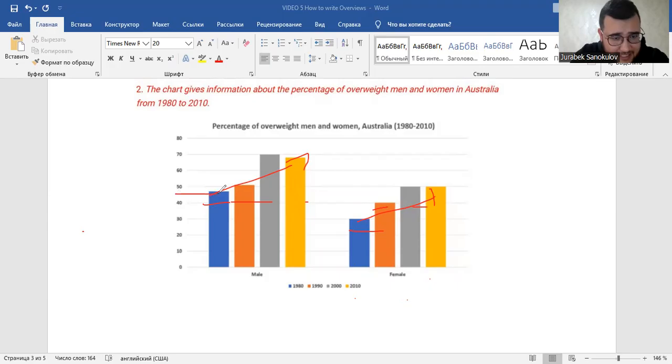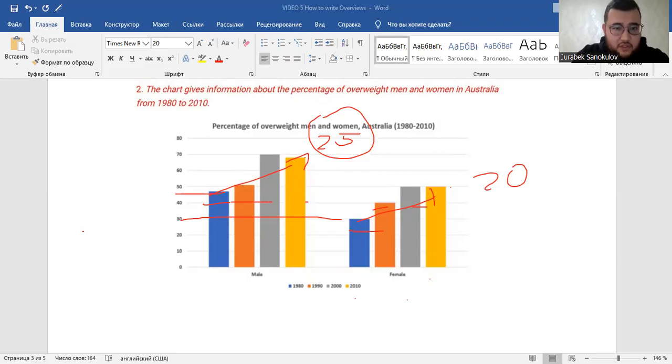Let's try to comment on the changes. For men it was, let's say, 45. Now it is 70. So there is a 25 percentage point increase. What about women? It was 30. Now it is 50. It means that there's a 20 percentage point increase. So the proportion for men saw a bigger change. Remember the sentence structure that we learned? We're going to use it in describing this overview.